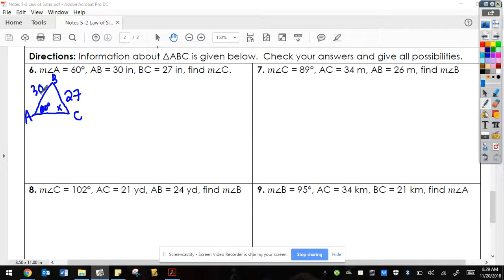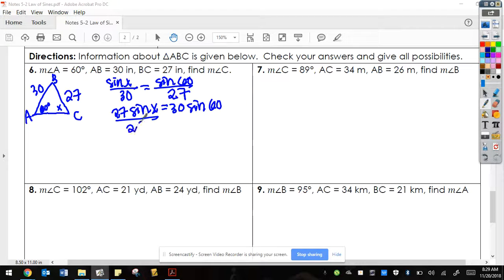So we have this angle across from 30, so we set it up as sine of X over 30 equals sine of 60, which is across from 27. All right? Now, let's do our cross multiplication first. And then we divide by 27. All right? We end up getting that sine of X equals 0.9623.